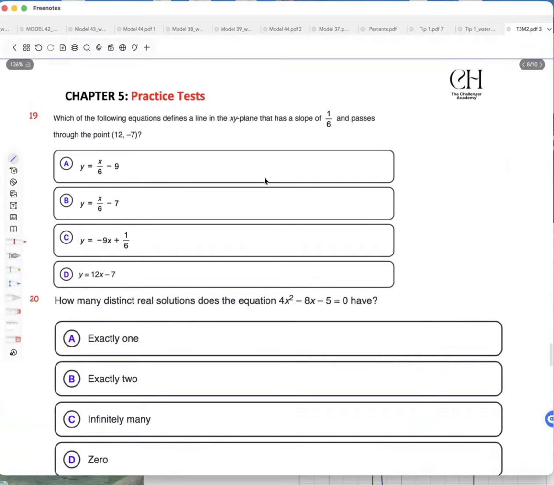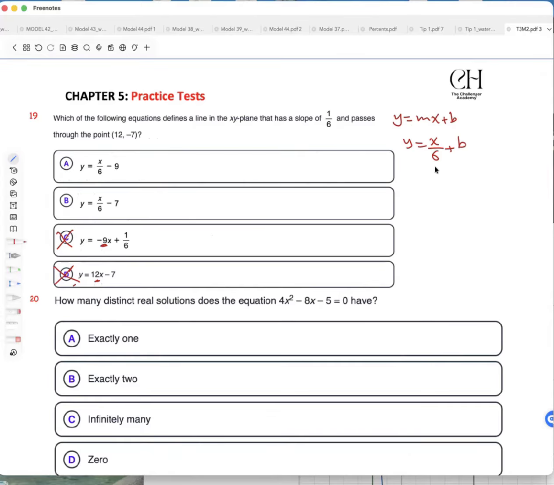Next one. Which of the following equations defines a line in the xy plane that has a slope of 1 over 6 and passes through the point 12 and negative 7? So which one has a slope of 1 over 6? You know that the equation of a straight line is y equals mx plus b. So y equals x over 6 plus b. If you want to find the value of b, just plug in 12 and negative 7 in this equation. So we will eliminate c because it has negative 9 as a slope, and also eliminate d. So it may be a or b.